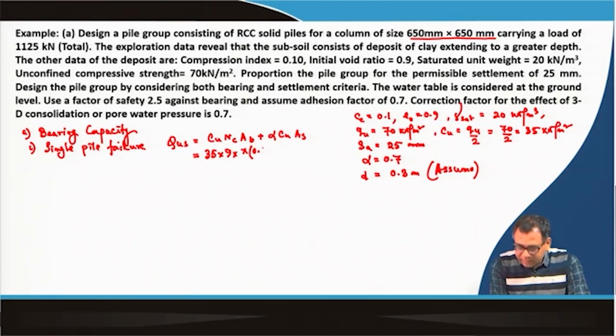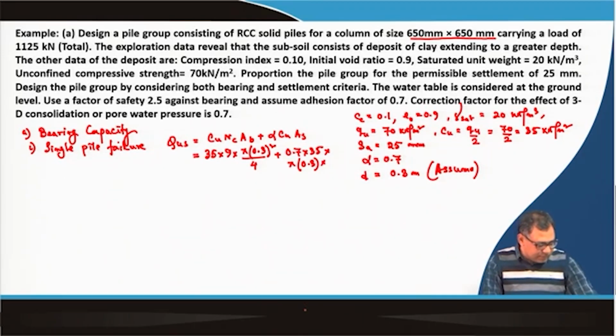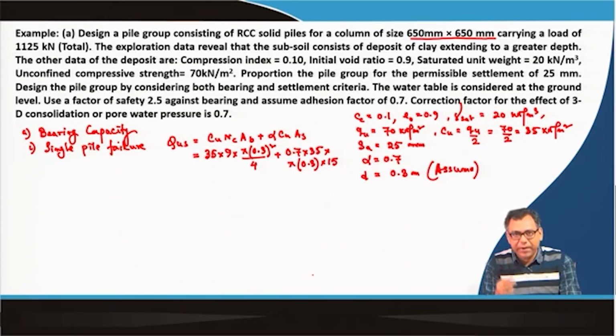So that is pi d square by 4, then alpha is 0.7, Cu is 35, into pi d L, where d is 0.3 and L is taken as 15 meter for the first trial. Here also L is not given. So what are the things you have to determine? You have to determine the diameter of the pile, length of the pile and spacing between the piles. Diameter and length we are assuming for the first trial, and length is assumed as 15 meter.